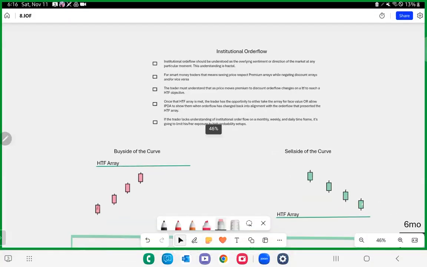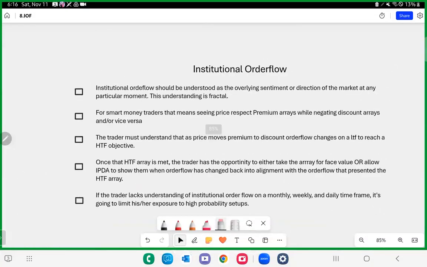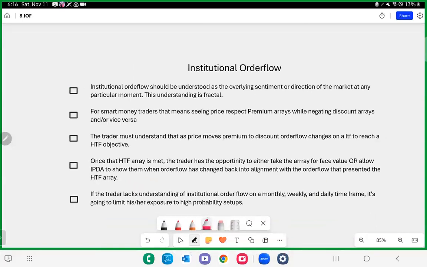All right, this is one of my more favorable topics, which is the study of institutional order flow. We don't need a tick chart or a futures feed or anything like that to define the current state of institutional order flow, because we can just look at a chart and ask ourselves: are down close candles supporting price, are discount arrays supporting price, are premium arrays being taken out, are up close candles being taken out, and so on and so forth.